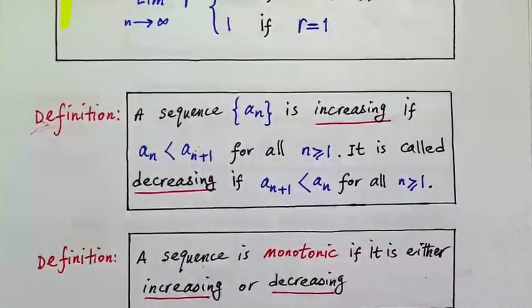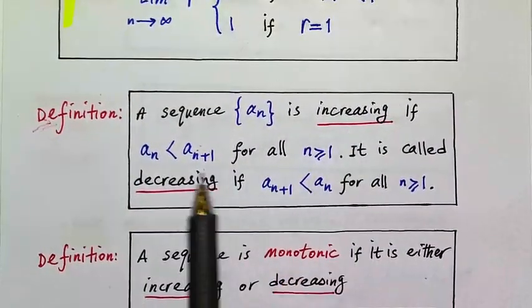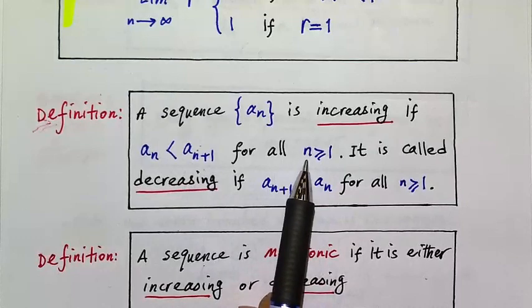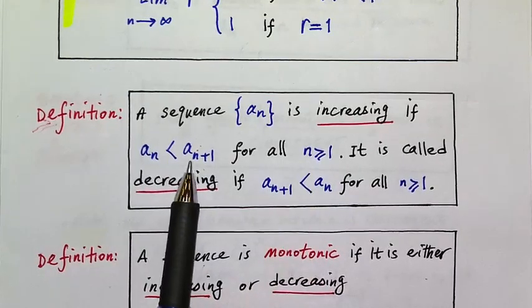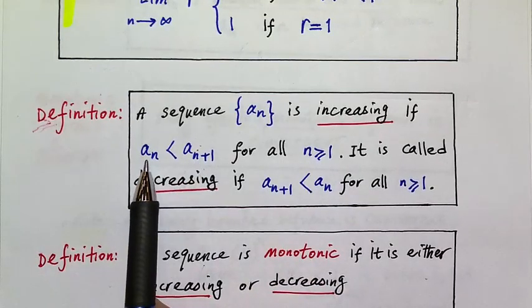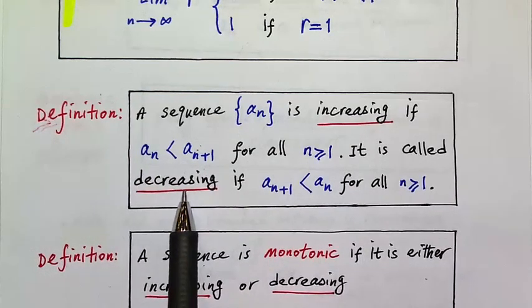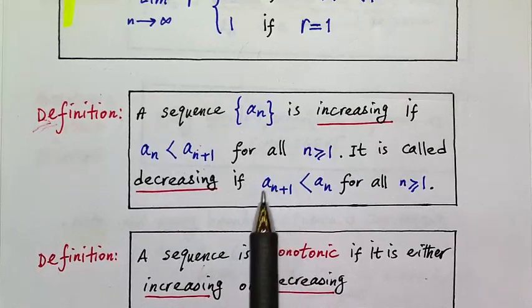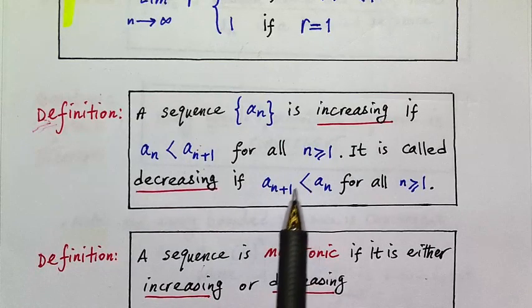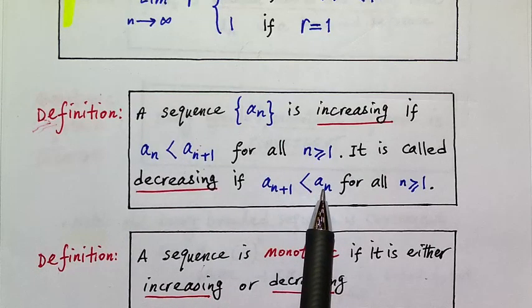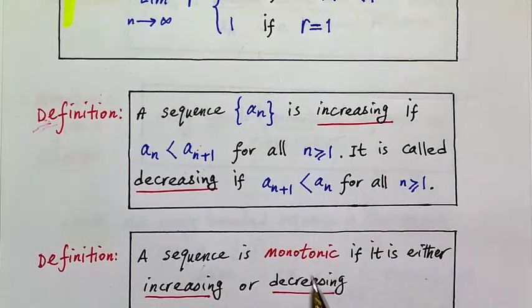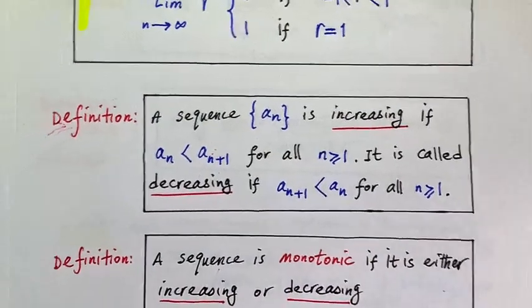So when we talked about increasing, that means that for all the terms in the sequence, every next term should be larger than the previous term. For the decreasing sequence, every next term should be less than every previous term. So that's on page 3 if you want to refresh your mind about that definition.